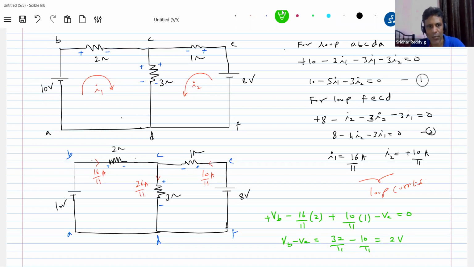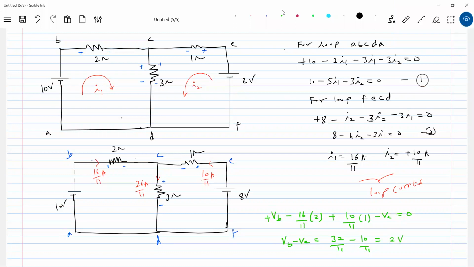What I did, you can see that one. I started from here, where I begin positive, VB minus 16 by 11 into 2 IR drop. Why negative? Because I'm moving from high to lower potential. Then I'm moving from low to higher potential, plus IR drop, minus where I end up, negative. So now you can write the potential difference between any 2 points, you can see the equation. I got 2 volt. You can ask the question, sir, is it right?